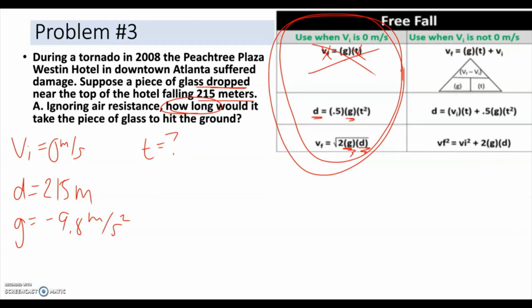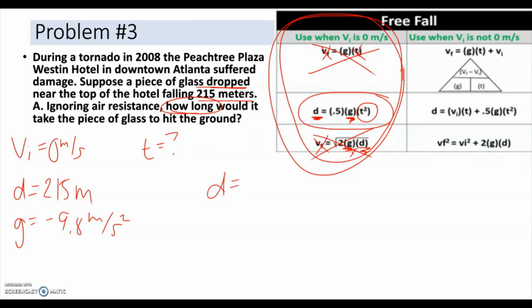For our second equation, it is distance equals 0.5 times gravity times the time squared. So we were given the distance, we were given the gravity, and we are solving for the time. So this is the equation that we will need to use. We can look at the third equation, VF equals the square root of 2 times gravity times distance. We were given the gravity and the distance, but we are not looking for the final velocity. We are looking for time. So we can't use that one either.